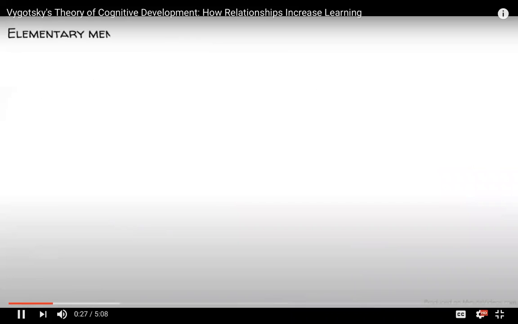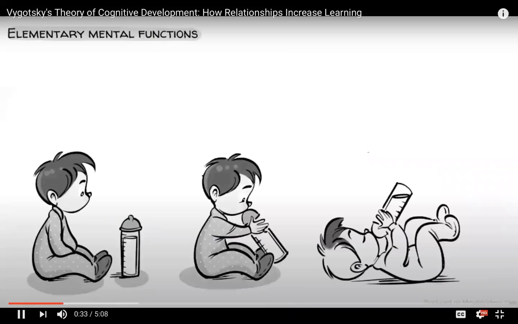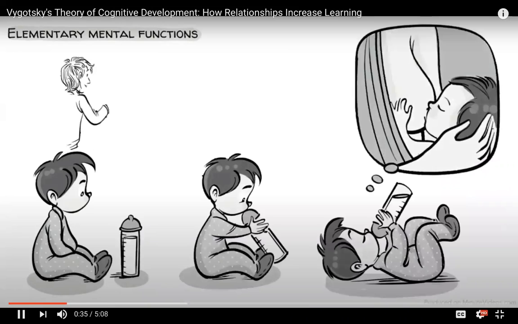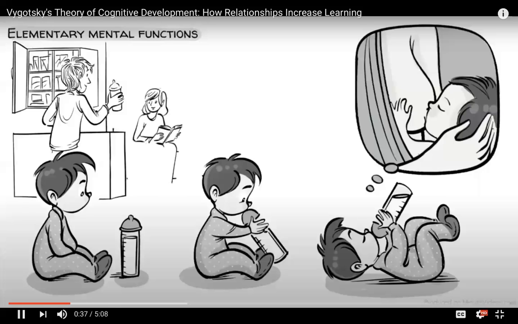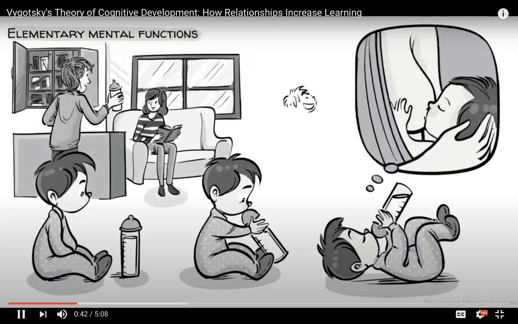Vygotsky claimed that we are born with 4 elementary mental functions: attention, sensation, perception, and memory. It is our social and cultural environment that allows us to use these elementary skills to develop and finally gain higher mental functions.